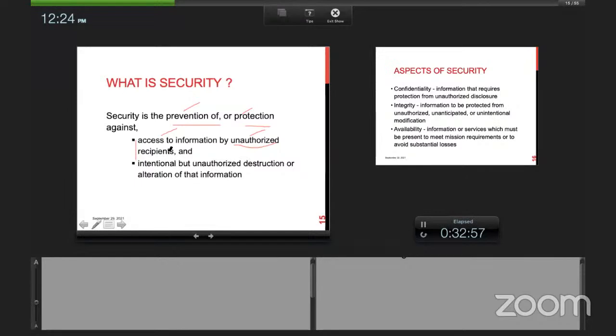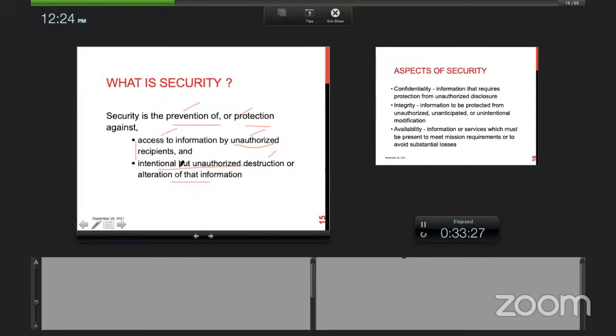And what is the other clause? Intentional but unauthorized destruction or alteration. Not only destruction, but alteration is also a very negative activity and will be seen as a security breach. Particularly for health data and maybe for financial data, alteration of information may have some fatal consequences.